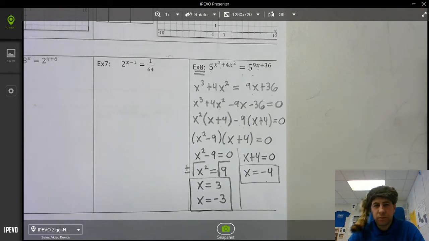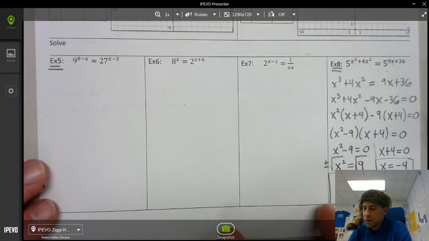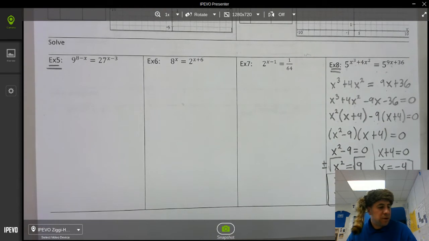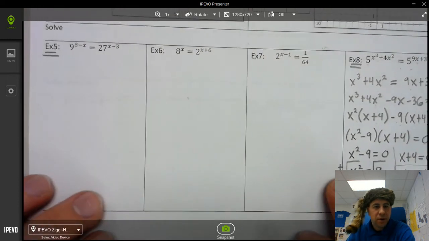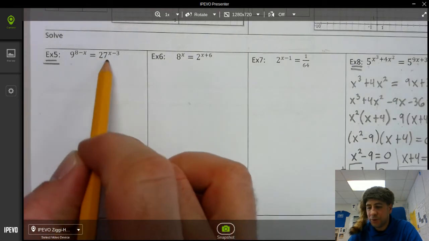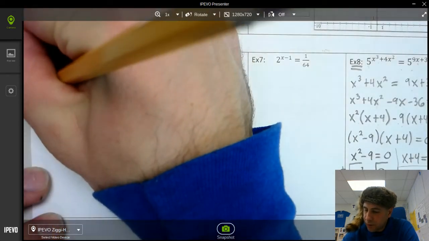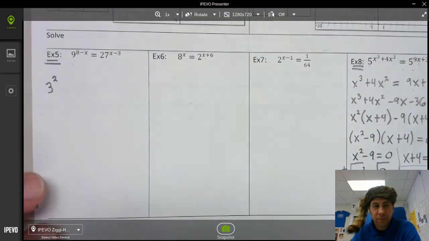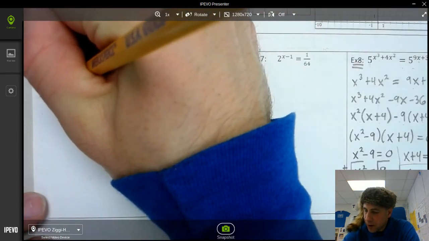All right. Now that example 8 is finished up, let's look at example 5. Now, we need to rewrite each side with the same base, okay? So when you see this, you have to look at what the common number is. You have to think about, well, what number raised to what power can be the same? And so I see 9 and 27. When I see 9 and 27, I think 3, okay? So I know that 9 can be written as 3 squared, okay?